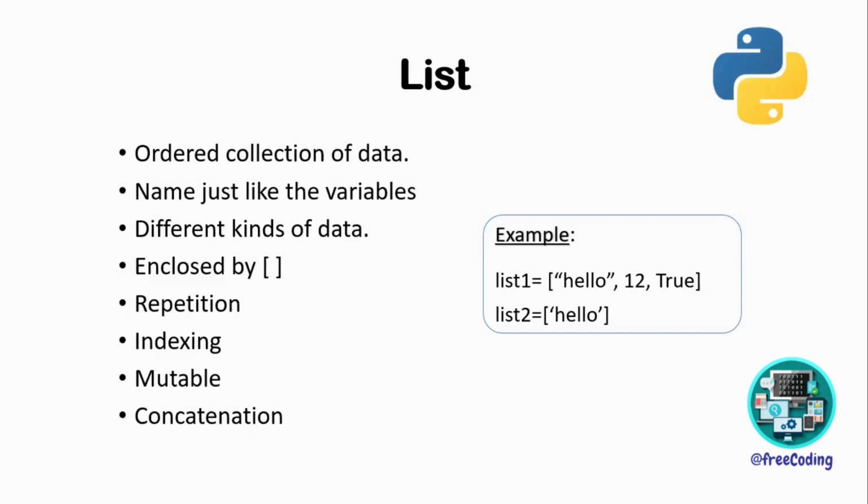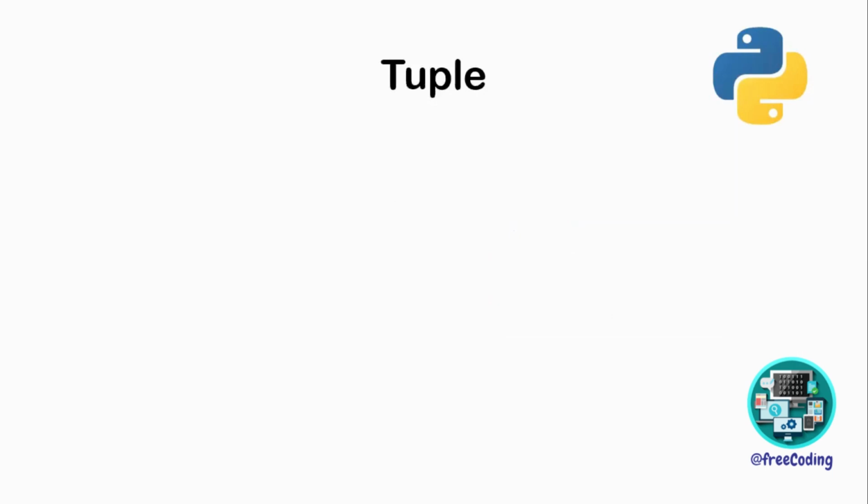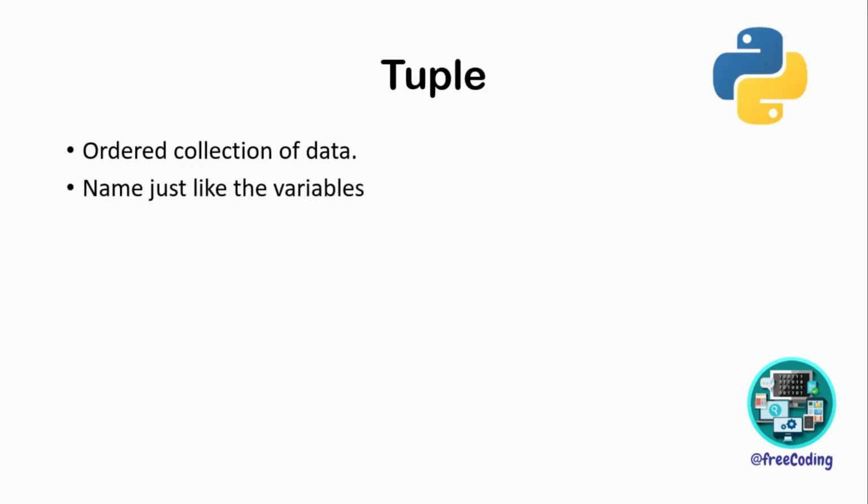Now moving ahead with the next data type, which is tuple. Tuple also is one of the sequence data types that we have in here. And there are a lot of differences between list and tuple. First of all, the common thing is it's also an ordered collection of data, which means it is ordered. It can have different kinds of data in it. And you can just name it just like how you name a variable.